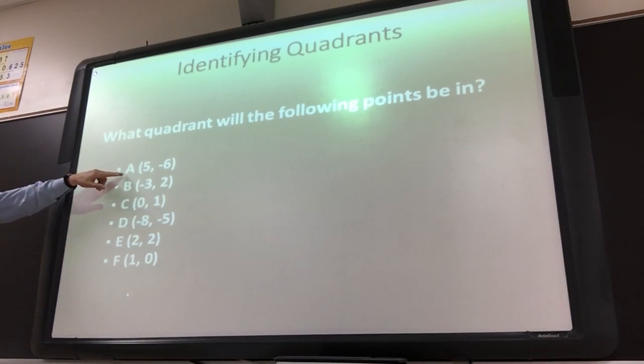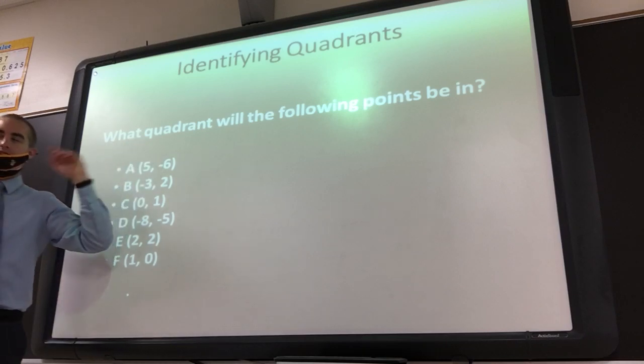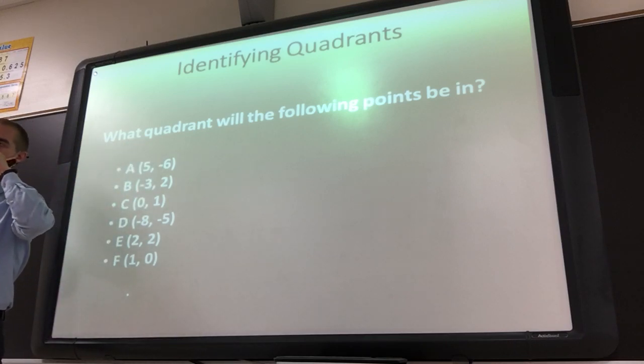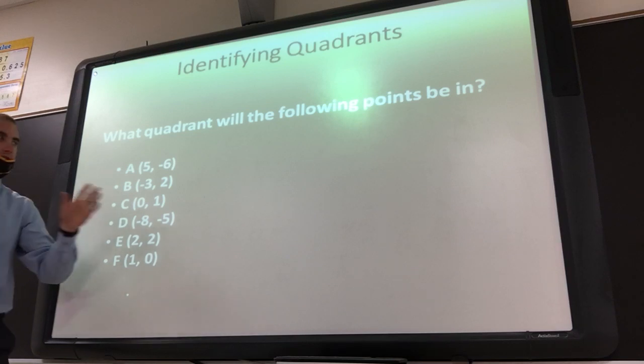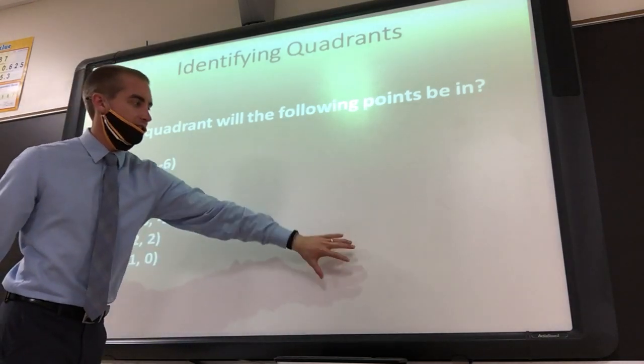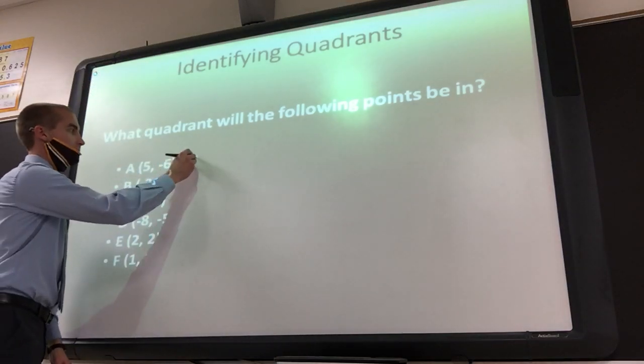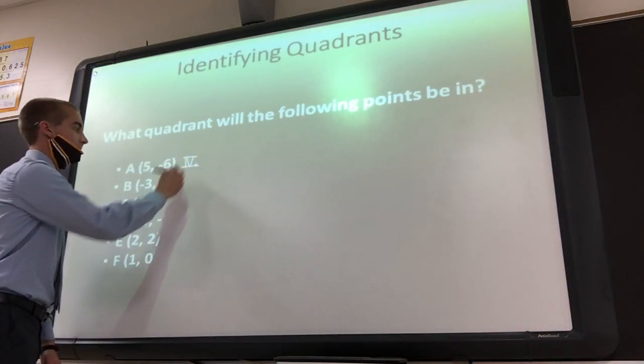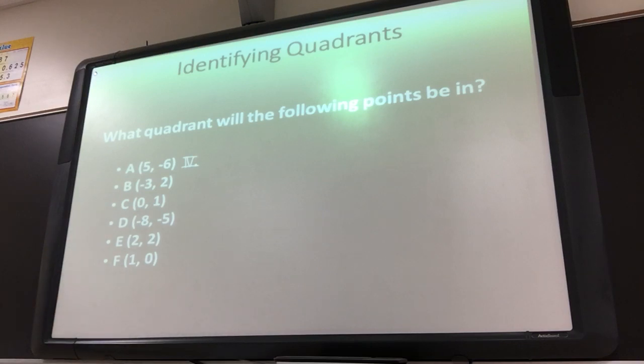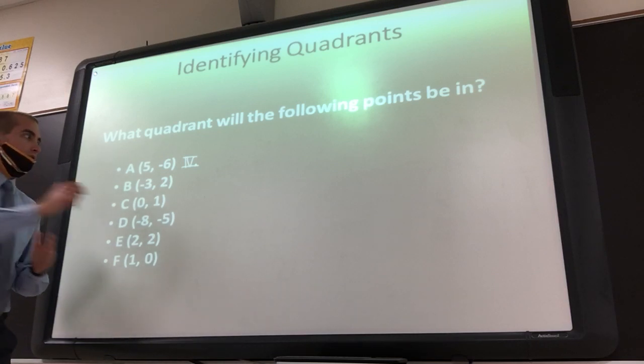Okay, so point A, x is positive, y is negative. So what quadrant would that be? 1, 2, 3, or 4, AJ? It'd be quadrant 4, yes. X is positive, y is negative, quadrant 4. Okay, point B, x is negative, y is positive. Okay? It'd be quadrant 2. Yeah, you're going to go to the left and up, so quadrant 2.